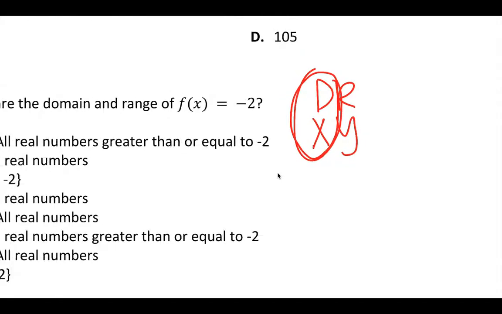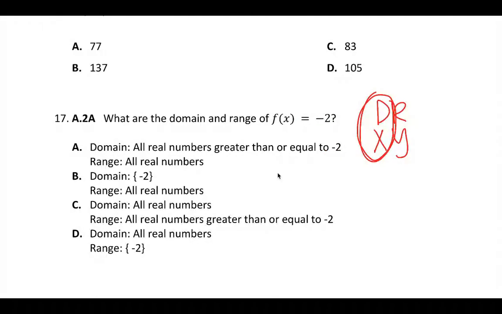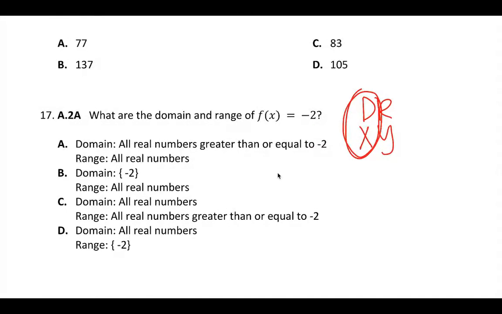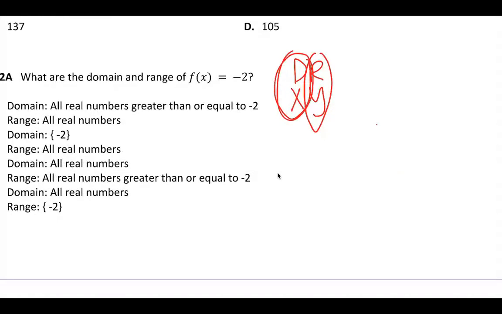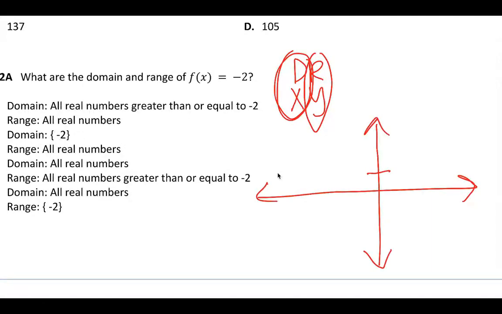It's domain and range. Domain is X, range is Y. So if I were to graph this, f of x equals -2, you can do it on Desmos. Or, since there's no slope, I know it's a 0 slope going through the y-axis at -2.